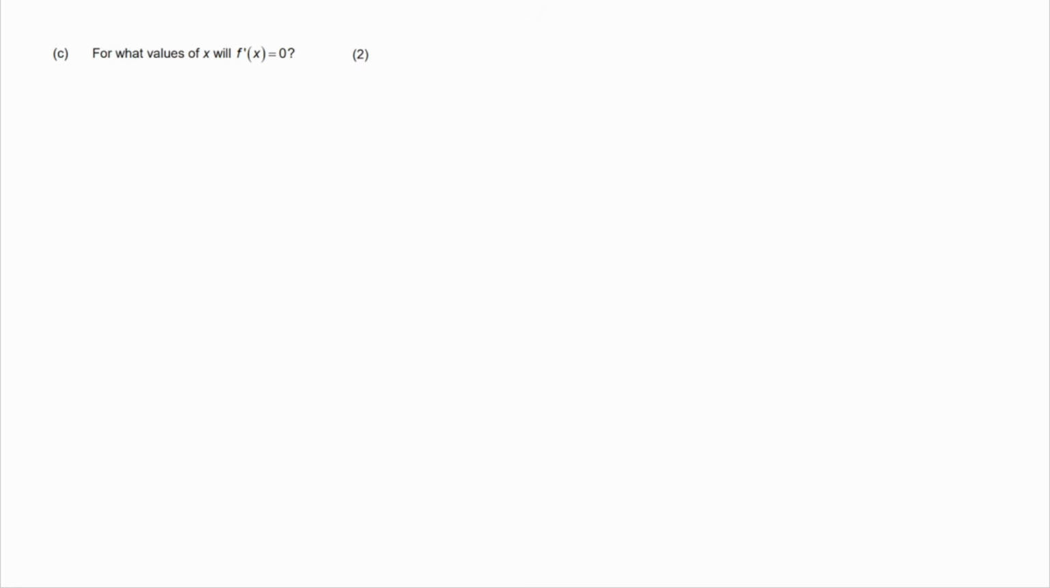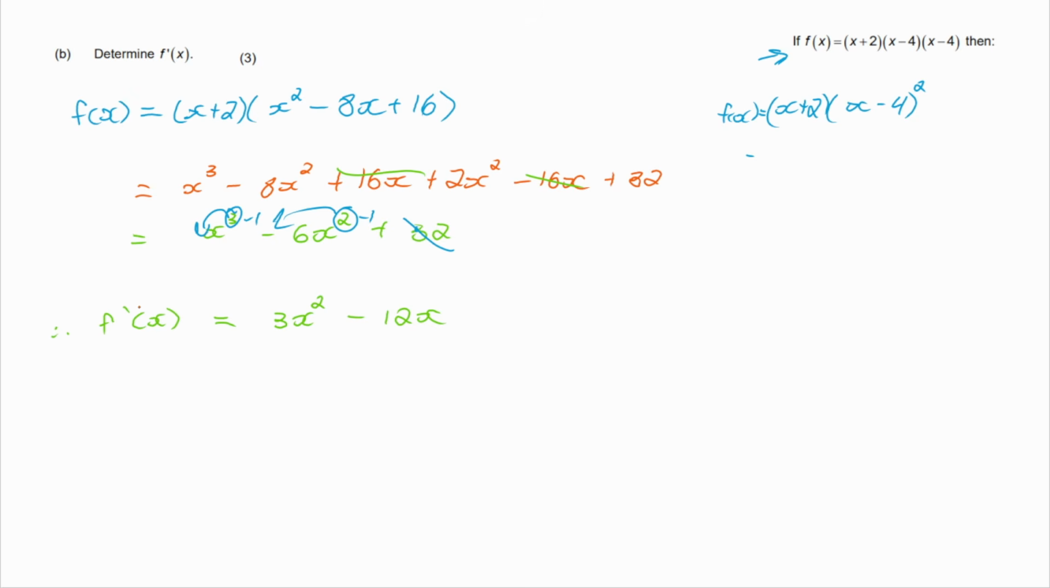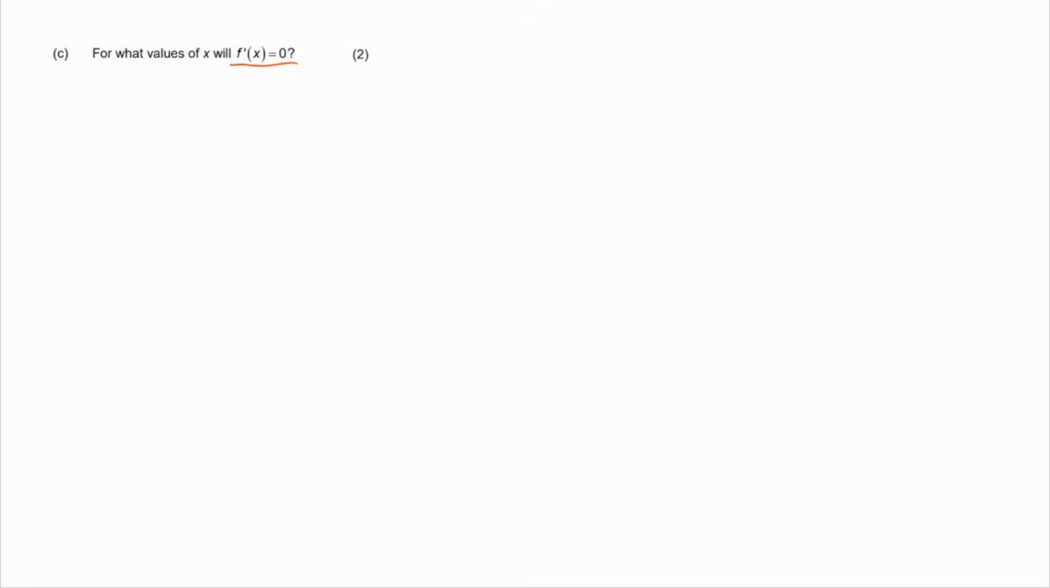Now for C, they ask for which values of x will the first derivative be equal to 0. So again, let's not let the English confuse us. All we have to do is set this equal to 0. So 3x squared minus 12x is equal to 0. We can take out a common factor of 3x, so what we're left with is x minus 4 equals 0. So x is equal to 0 or x is equal to 4.